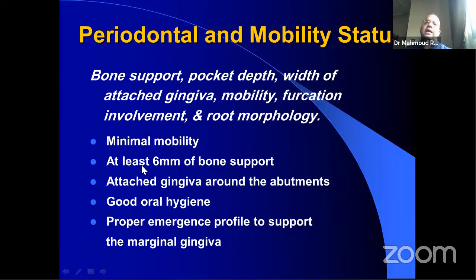So it is preferred to have minimal mobility, at least 6 millimeters of bone support, attached gingiva around the abutments, good oral hygiene for the patient, and a proper emergence profile to support the marginal gingiva.